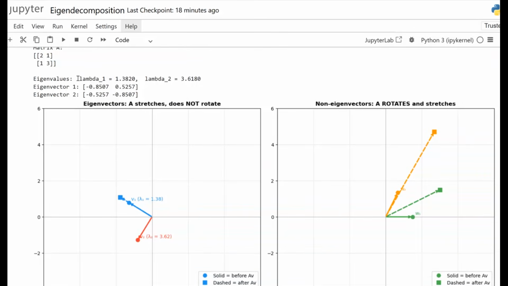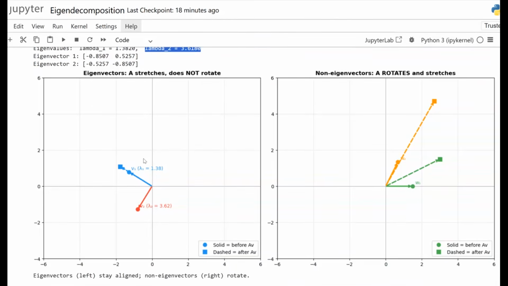So for v1, kindly just see here, the eigenvalue lambda 1 is 1.38, meaning A stretches it by a factor of 1.38, and lambda 2, that is v2, has eigenvalue 3.62, meaning A stretches it by a factor of 3.62. Both eigenvalues are positive and greater than 1, so both eigenvectors get longer.